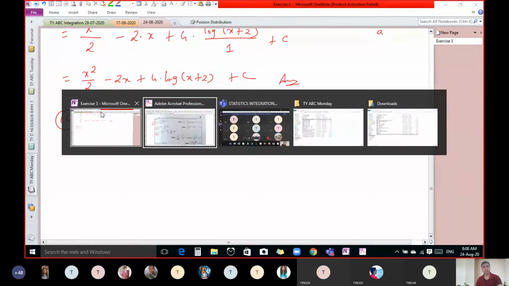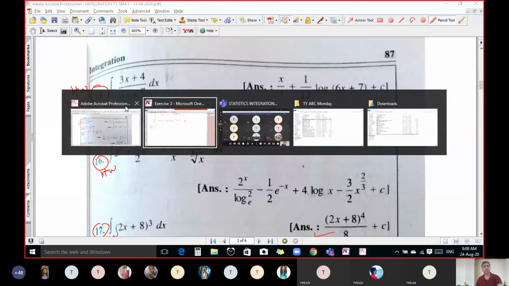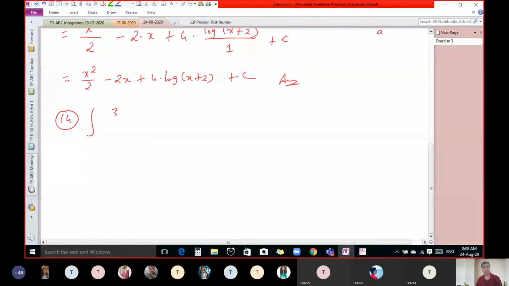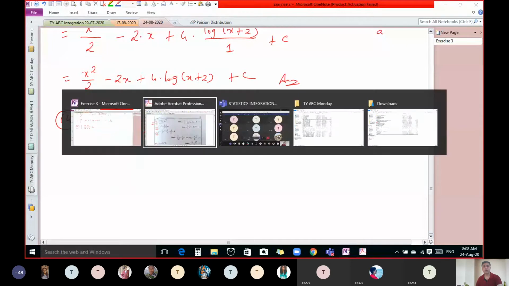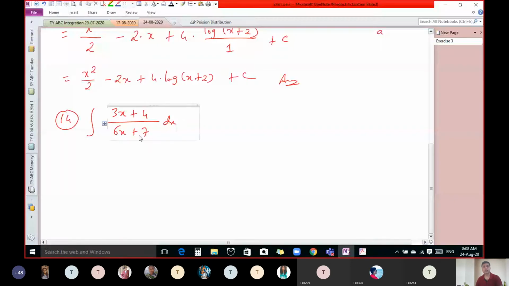The question is integration of (3x plus 4) upon (6x plus 7) dx. Now once again, the denominator has a linear function and the numerator also has a linear function. So use the same method, the division method.